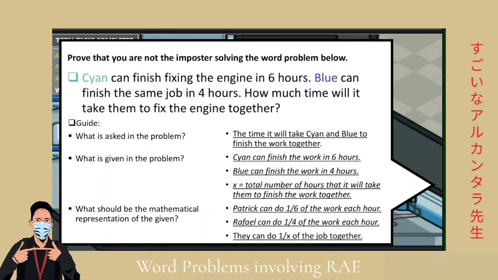And why is it 1 over 4 for blue? I did not change the name. It's still Pat. I'm sorry for the typo. That's my name and my brother's name. So basically, 1 over 6 and 1 over 4. And that means that they can do the job together by 1 over x per hour. So basically, we're writing it per hour. It's like in fraction per hour.